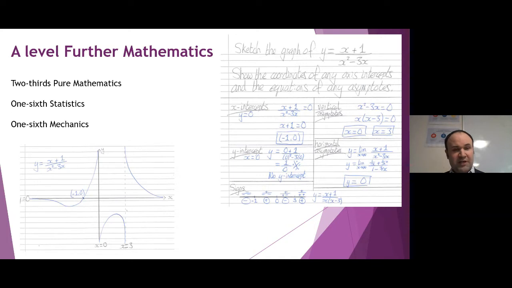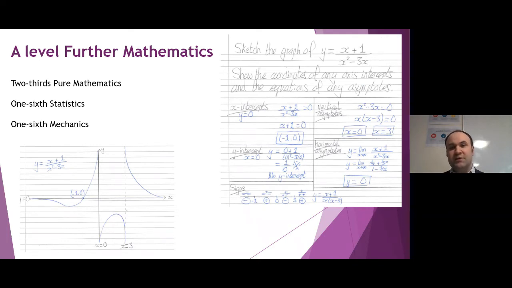Further maths, which, like I said, can be taken alongside maths, is another A-level. It's something that is geared towards those students who already know that they're looking at doing potentially a maths degree, possibly a physics degree, or something very mathematical, maybe computer science as well. So in further maths, there's again 2/3 pure maths, 1/6 statistics, and 1/6 mechanics.